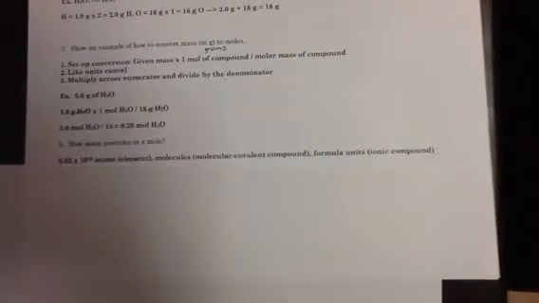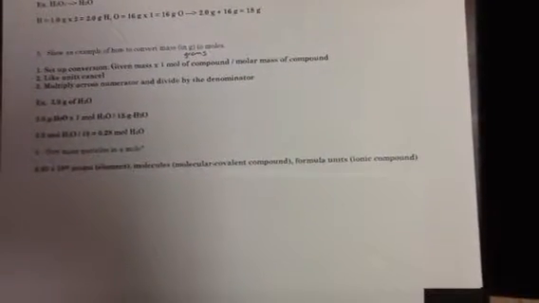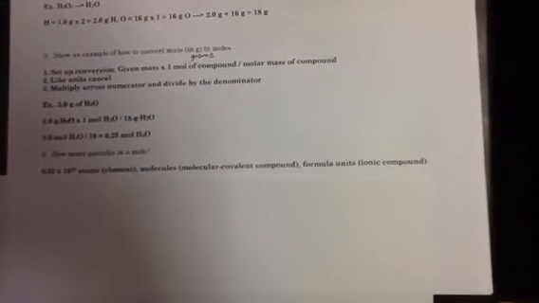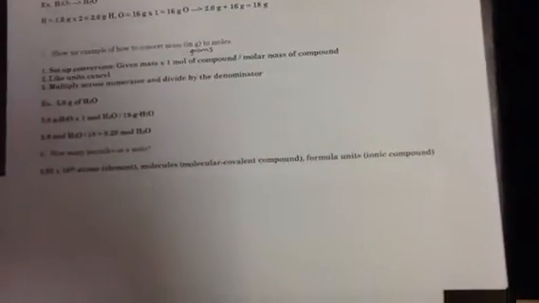So how many particles are in a mole? Remember, 1 mole is always equivalent to Avogadro's number, which is 6.02 times 10 to the 23rd. So if it's elements, atoms, molecules, which is your covalent compound products, or your formula units, ionic compound products.